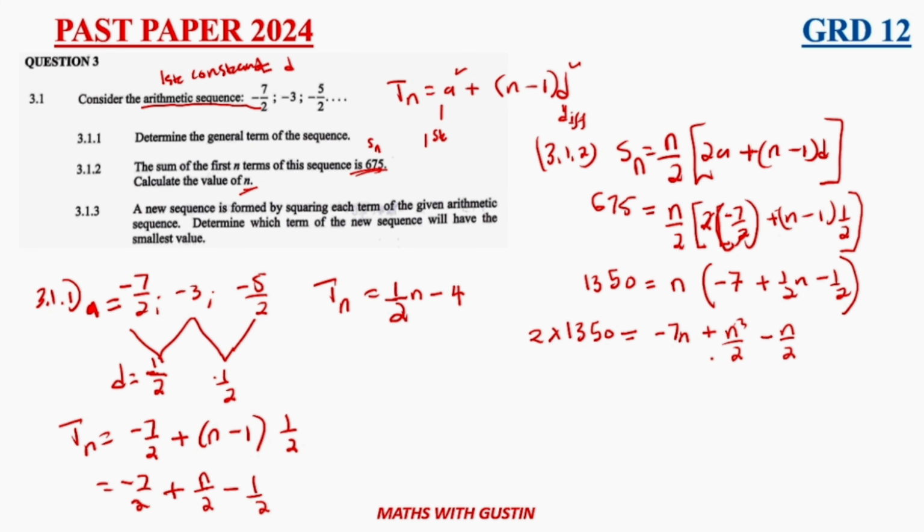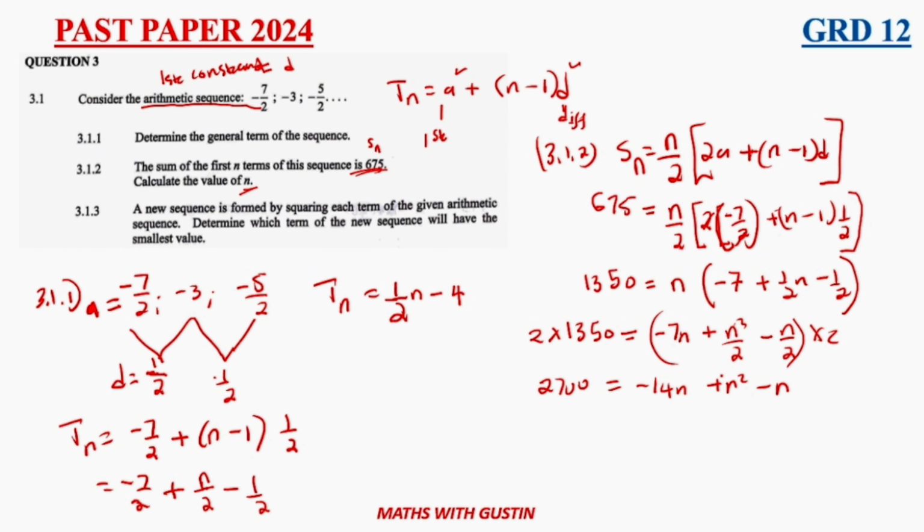So now, if I multiply everything by 2 here, the way I did there, this one should be 14. Multiply everything by 2 on this side as well. So here I should have 2700. It is equal to negative 14n plus n squared minus n, after multiplying by 2, because I multiplied both sides by 2.